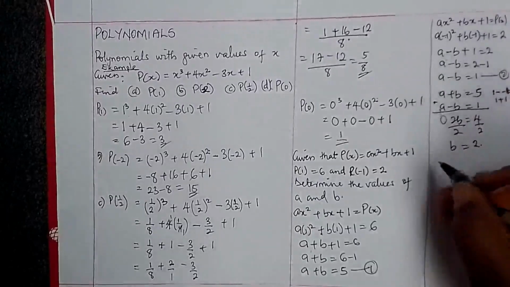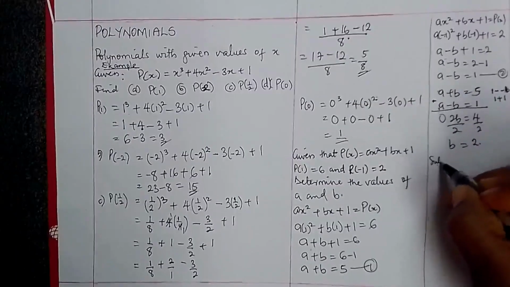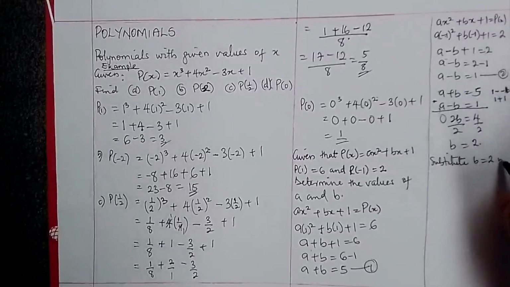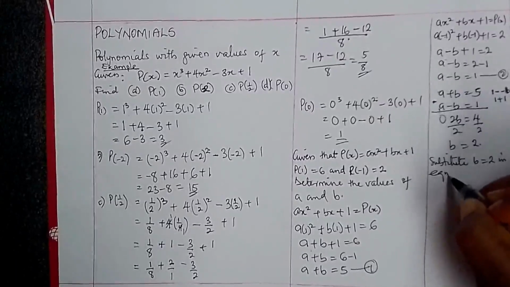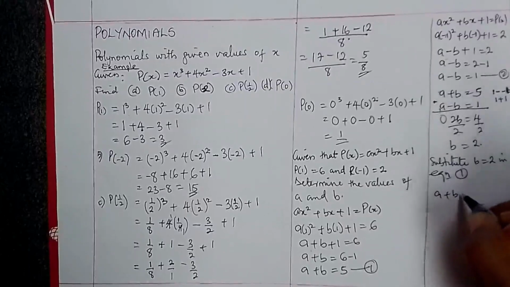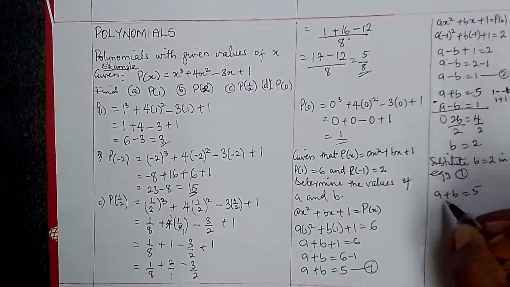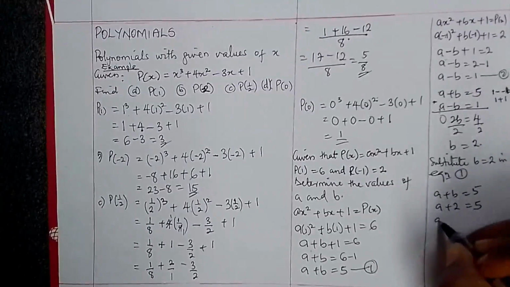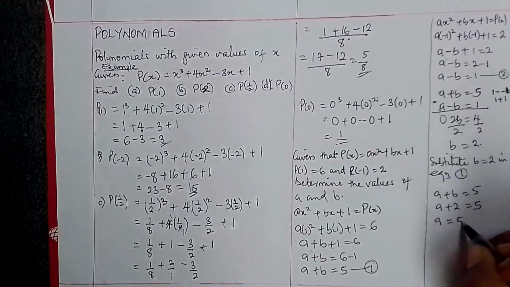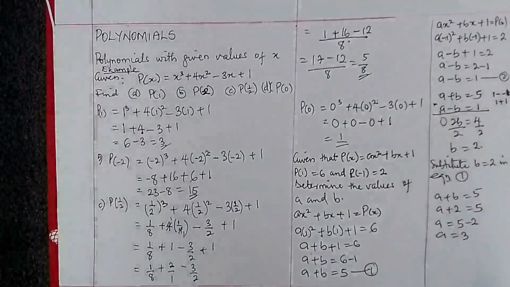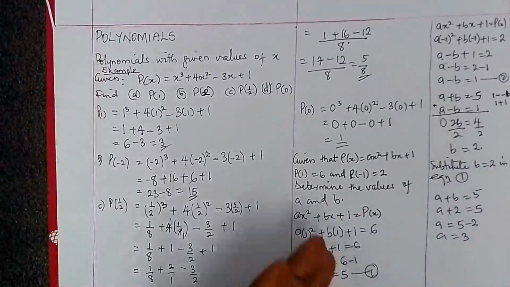Now where b is 2, substitute b equal to 2 in equation 1. Let's pick equation 1. Equation 1 is a plus b is equal to 5, and our b already is what? 2. So we have a plus 2 is equal to 5. So we have a is equal to 5 minus 2. A is equal to 3. Now, wherever we are given a polynomial like this, we can as well solve it this way.